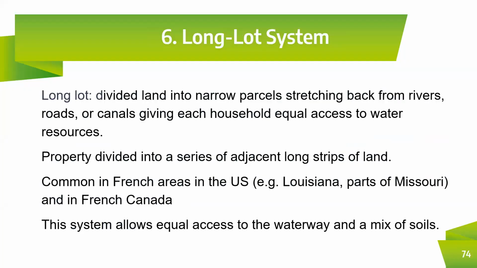Last, we've got the long lot system. A long lot divides land into narrow parcels stretching back from rivers, roads, or canals, giving each household equal access to water resources. Property is divided into a series of adjacent long strips of land, and it's mainly common in French areas in the United States, like where the French used to rule: Louisiana, parts of Missouri, and in French Canada. The system allows for equal access to waterways and a mix of soils.